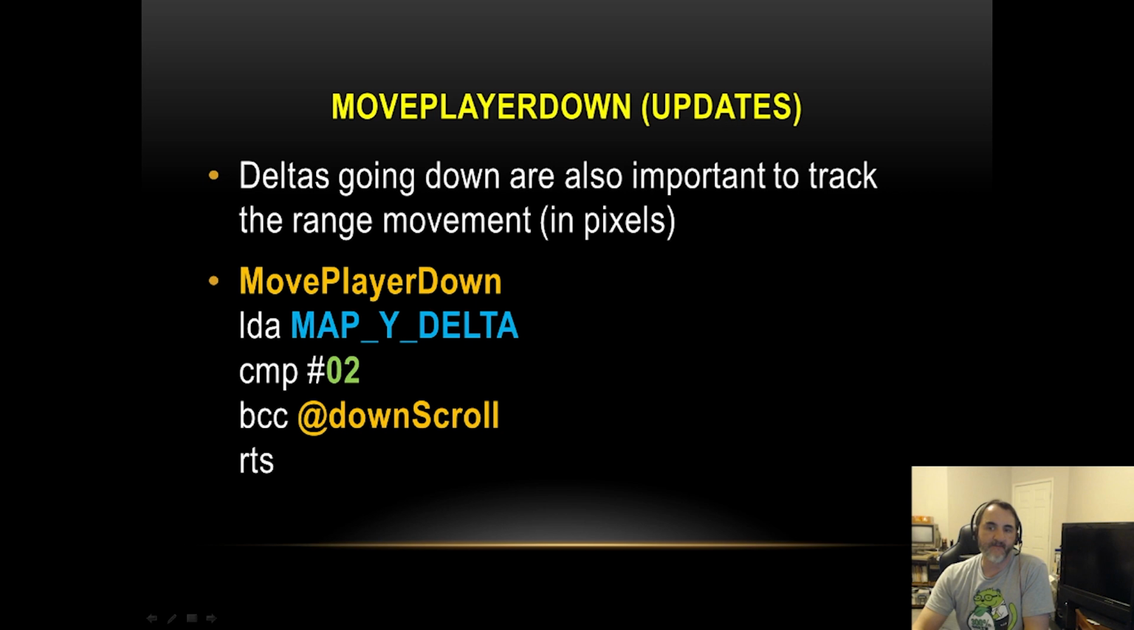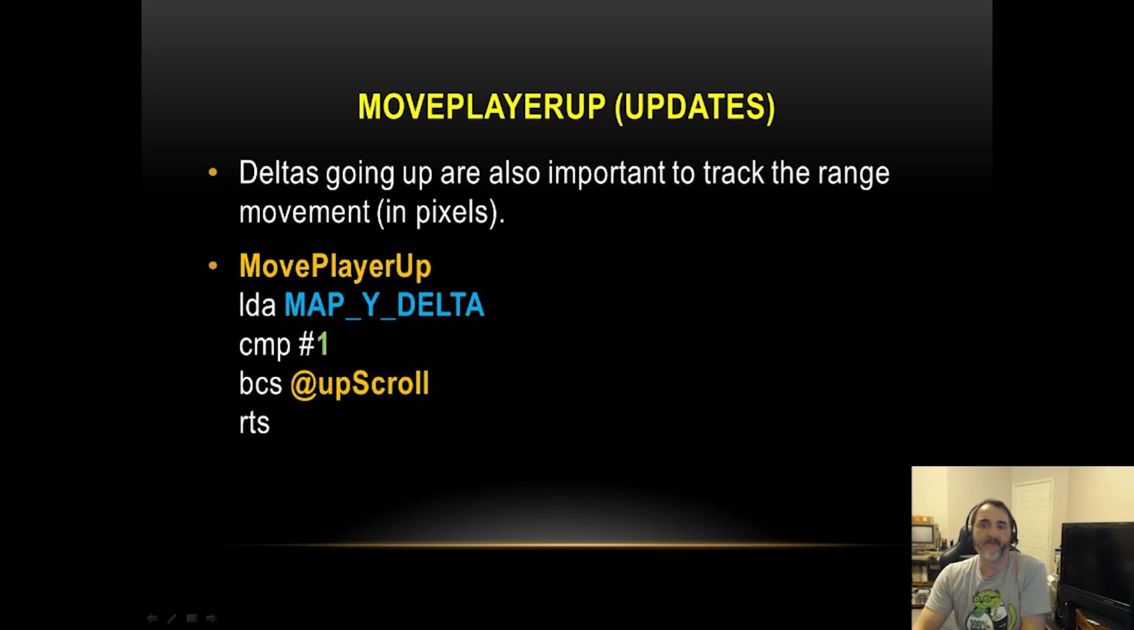This is the down movement. And you can see here it's checking for a 2 as it's going down on the delta. And this is the map delta going up, or move player up.